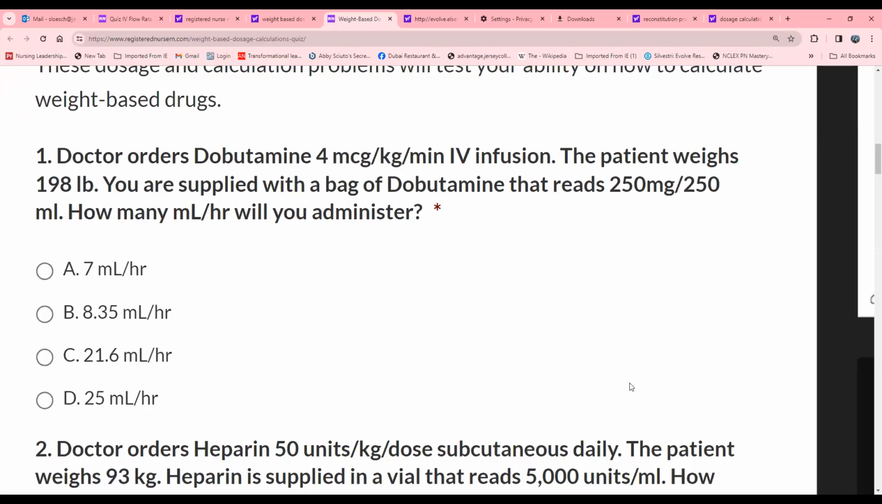What do you see now? Lidocaine? Okay, what you see now? Question number one. Okay. Let me start from the beginning.